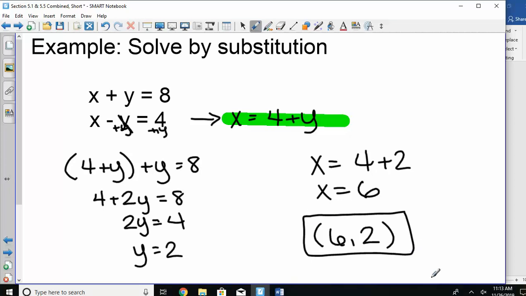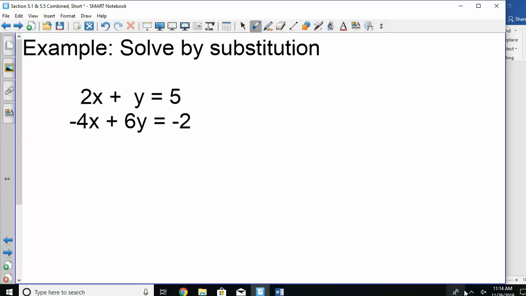These are easy to check. It has to make both equations true. So 6 plus 2 equals 8, 6 minus 2 equals 4. It works. You ready for yours? So solve by substitution. What's the easiest thing to solve for? Y in the first equation, just because that's coefficient of 1.